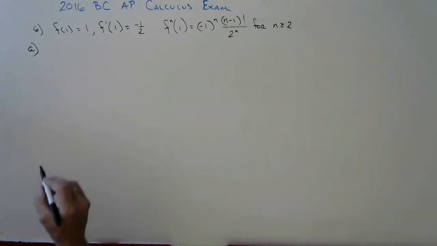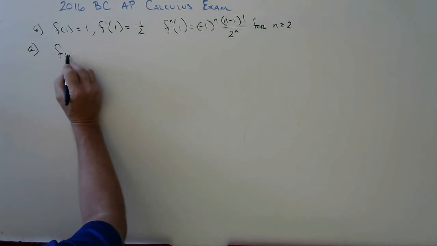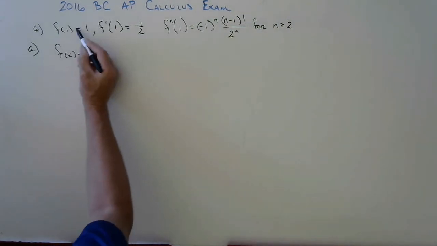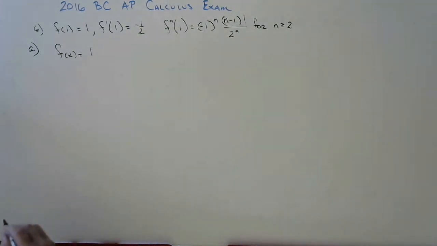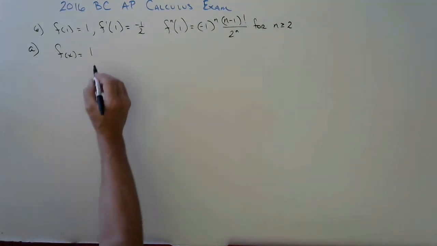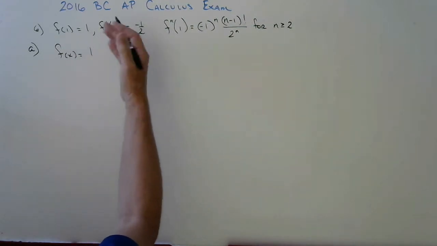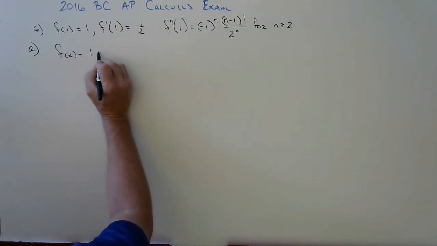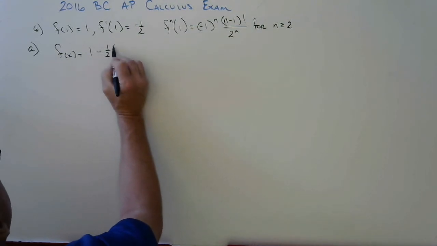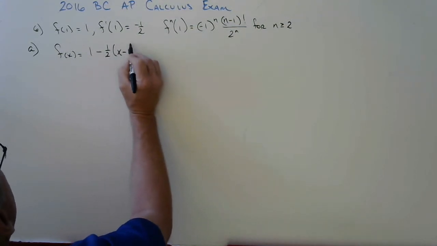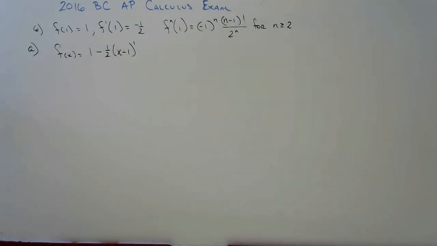So we know that f of x is going to equal f of 1, the 0th derivative, which is 1, times x minus 1 to the 0, plus, but it's going to be a minus, because it's minus 1/2 times x minus 1 to the first power, divided by 1, so we don't care about that.